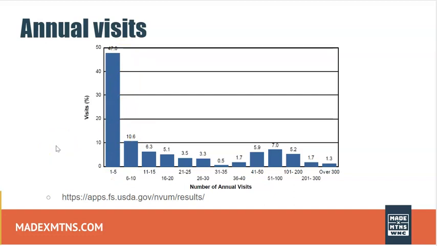The percentage of visitors who visit between 6 and 10 times is about 11%. And those numbers are even lower for people who take more visits over the course of a year. Okay, so these are the kinds of things that we'll be paying attention to when we design surveys for data collection.